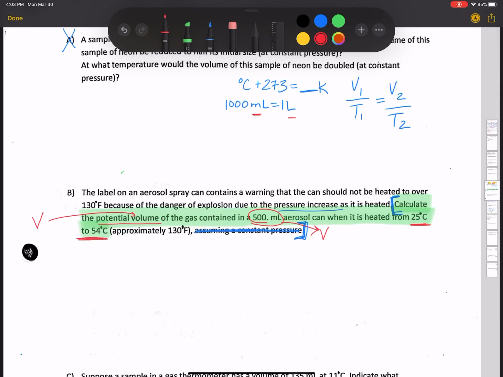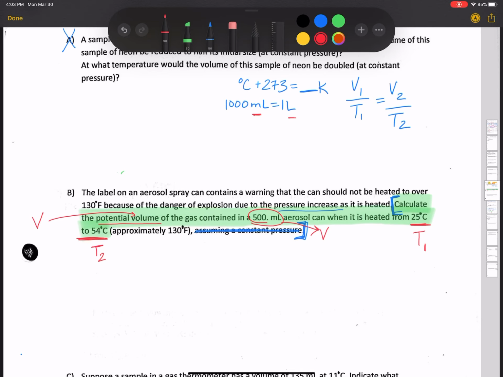So let me read that one more time and start labeling information here. Calculate the potential volume. So potential volume often means what you could be, right? So that's going to be your final volume, but let me just keep reading to make sure. Calculate the potential volume of the gas contained in a 500 milliliter aerosol can when it is heated from 25 degrees Celsius. So if I'm heating from 25 degrees Celsius, this is the temperature I'm starting with, to 54 degrees Celsius, this is the temperature that I'm ending with.